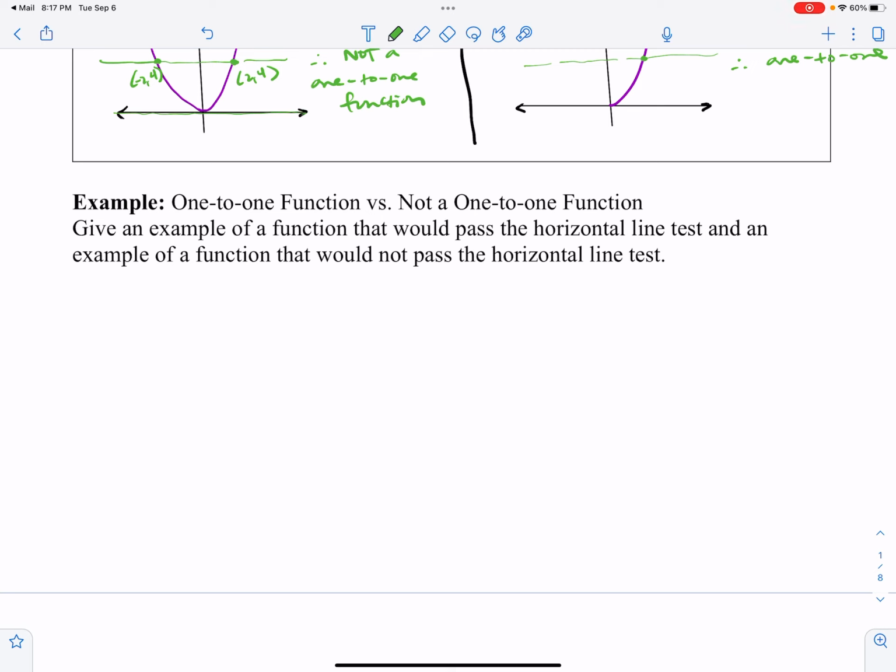So, give an example: one-to-one function versus not one-to-one function. Give an example of a function that would pass the horizontal line test and an example of a function that would not pass the horizontal line test. So I just gave one above. Why don't you maybe pause this video and think for a sec about a function that would not pass the horizontal line test and therefore not be one-to-one, and then also a function that would pass the horizontal line test and would therefore be a one-to-one function. So there's lots of different ones. Pause the video, try it.